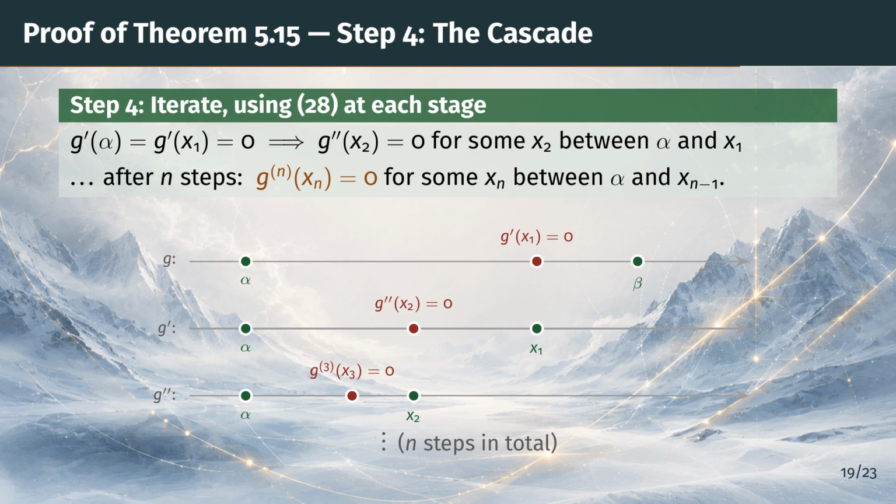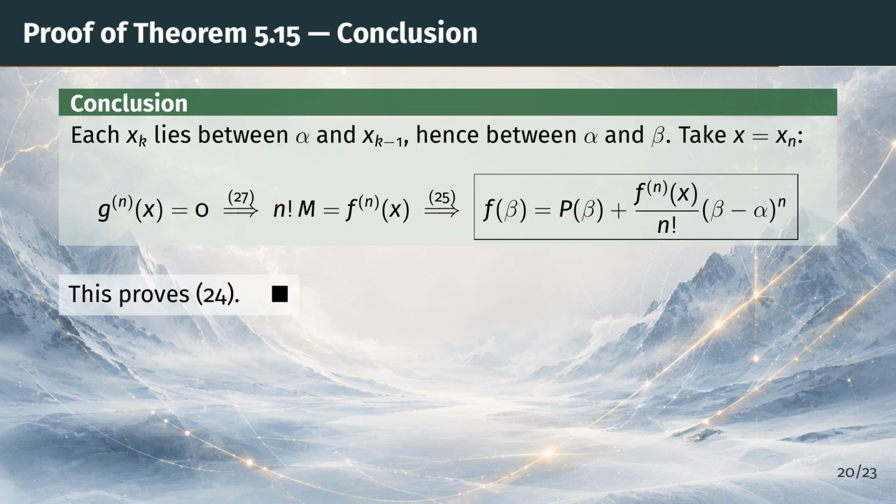At every stage, equation 28 supplies the fresh zero at alpha needed to continue. The stockpile of n zeros at alpha is spent 1 per stage, so the cascade runs for exactly n steps, ending with a point x sub n, where the derivative of order n of g vanishes. That is precisely the zero we were after. Let's assemble the conclusion. Each point produced by the cascade lies between alpha and the previous point. So all of them, in particular the last one, lie between alpha and beta. Call that last point x.